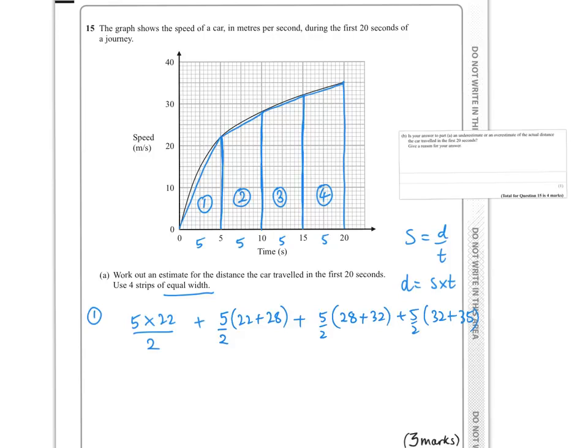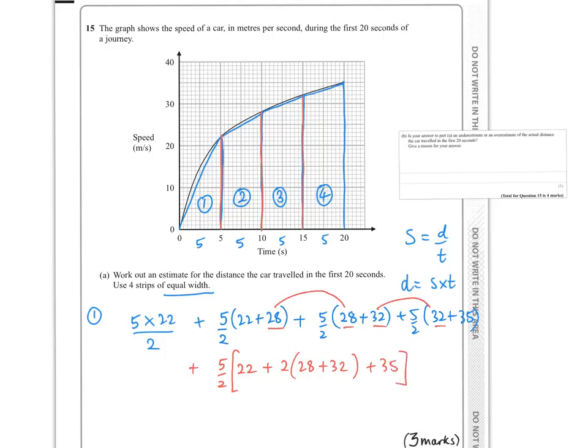Now, when you come to do A level, if you do, then there's a quicker way of doing this. I'll explain this really quickly. You can see that these are shared here. Basically, the height here is used twice. It's used by the first one and the second one. This height here is used between the second and third, and this one is shared between the third and the fourth. So you could have written here 5 over 2 and had 1 lot of the 22 plus 2 lots of the 28, because that's used twice, 2 lots of the 32 because that's used twice, and then just 1 lot of the 35 at the end.